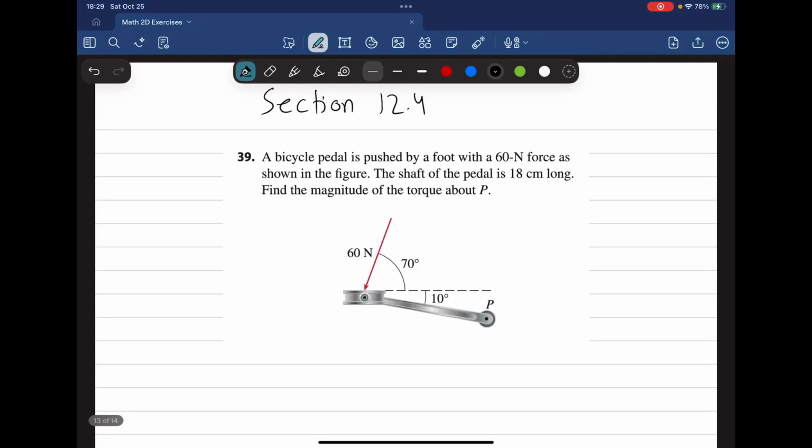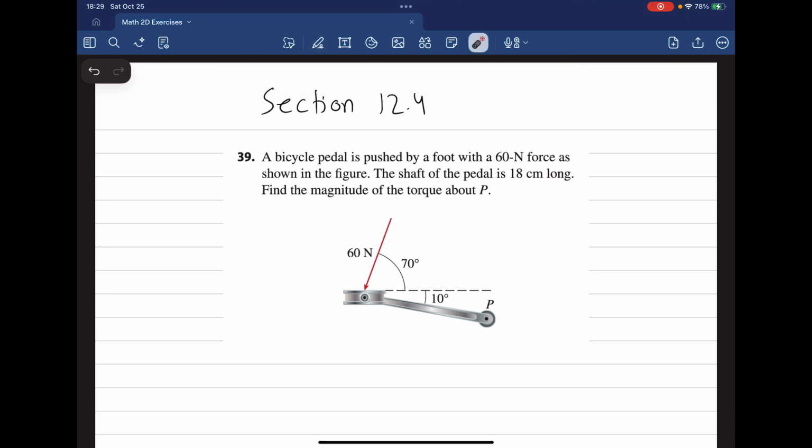Hello. In this video, I'm going to be solving problem 39 from section 12.4 of James Stewart's calculus. And the problem reads as follows. A bicycle pedal is pushed by a foot with a 60 Newton force as shown in the figure. The shaft of the pedal is 18 centimeters long. Find the magnitude of the torque about the point P.